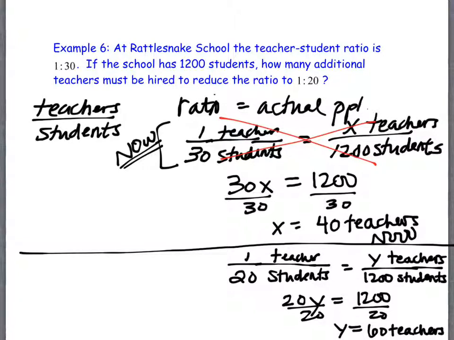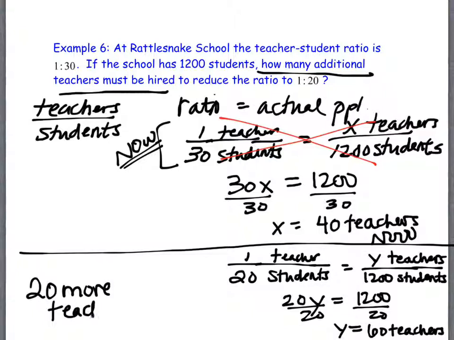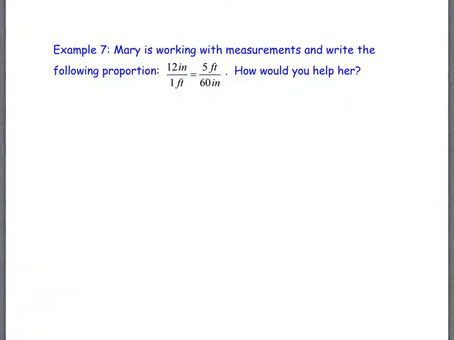Now the question asked me what? How many more teachers must be hired? So what would the correct answer be based on the work you've shown? 20. We need 20 more teachers. Right now we have 40. What we really want is 60. That means we're 20 short. Who thinks they're hiring 20 teachers? Probably not. All right.